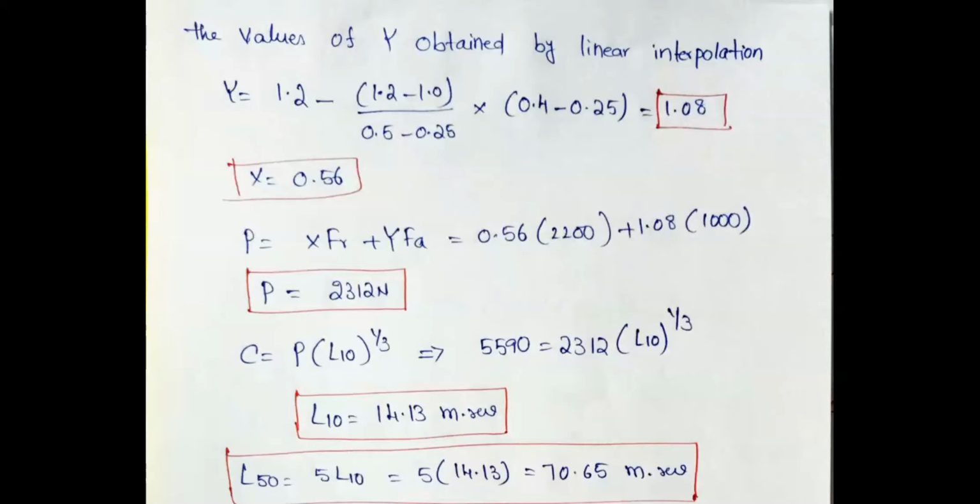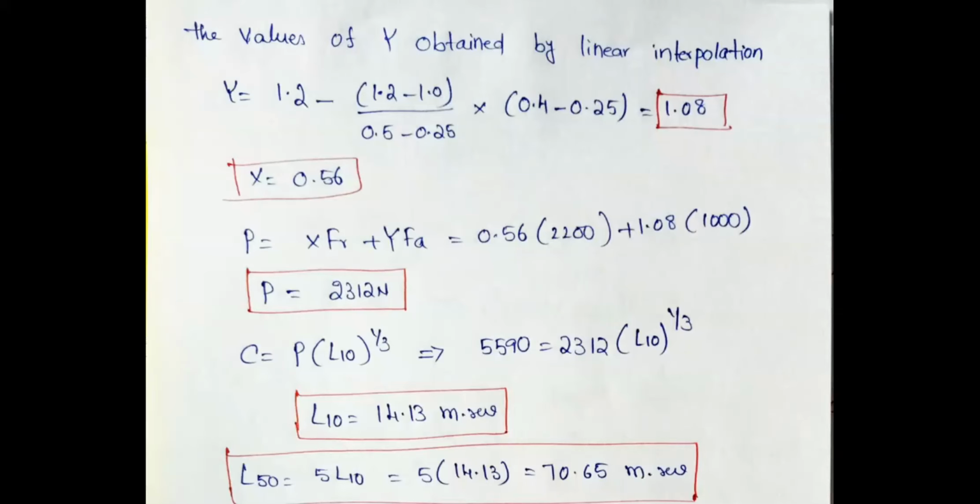Why am I taking the interpolation method? Suppose there is no 0.47 in your FA by C naught values. Look in the data book for the nearby values: 0.25 and 0.5 are there. Interpolate between those two values and you will get the exact Y value. That is the actual concept for finding the values of X and Y.